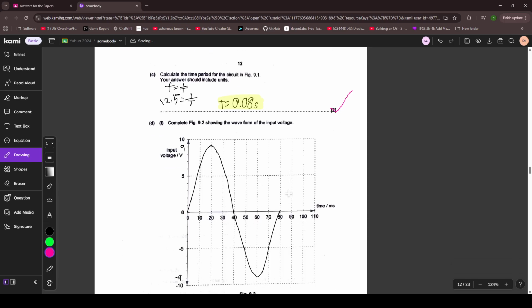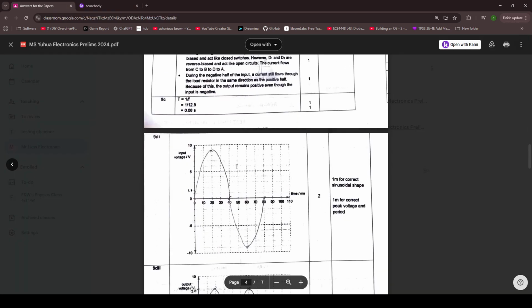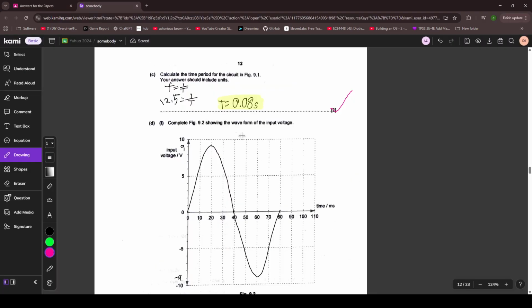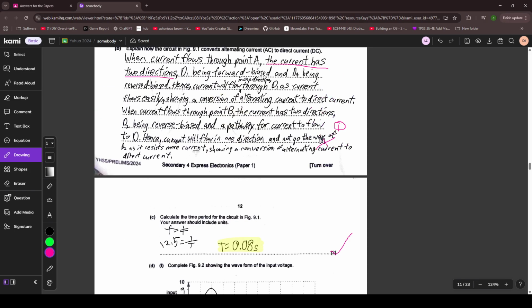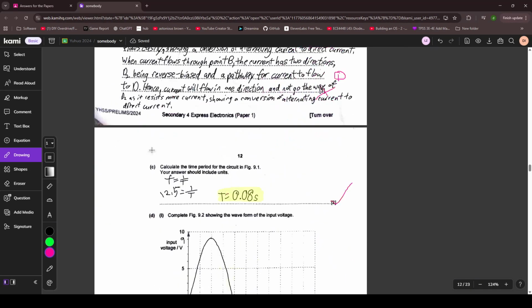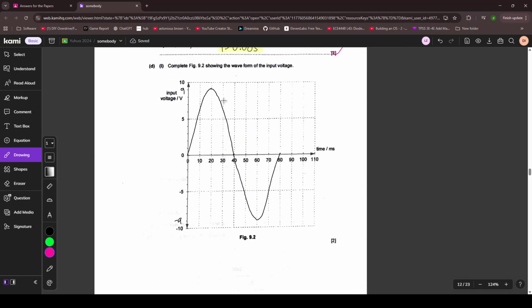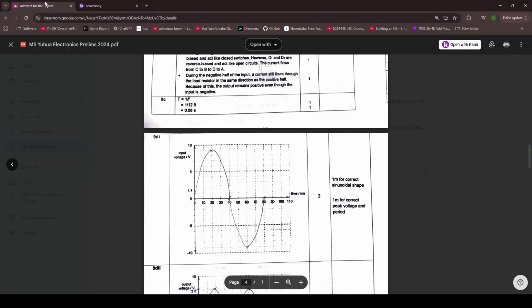Complete 9.2 to show the waveform of the input voltage. So we know that 1 period is 0.08 seconds, which equals 80 milliseconds. We also know that, okay, where does it, oh yeah, it's 9 volts. So peak to peak voltage will be 18 volts, or peak voltage will be 9 volts. That's pretty much it. There's nothing else to talk about there. And you got it, so good.